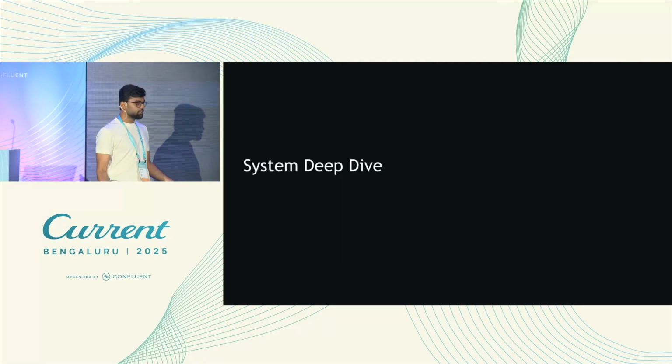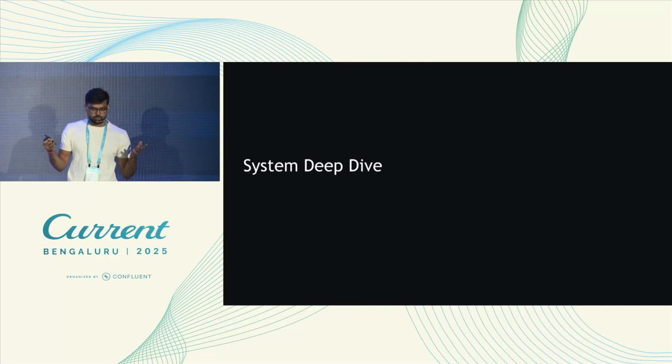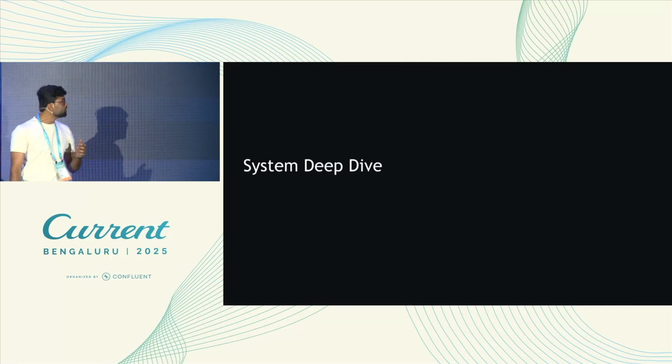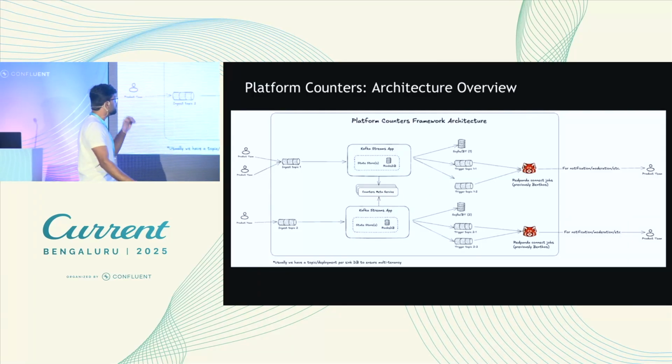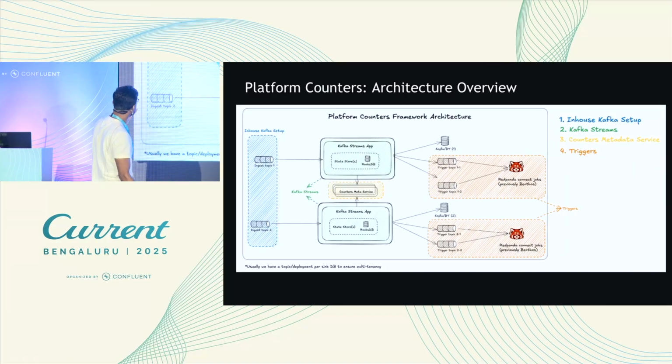Hey guys, so I think Shom explained the problem well, right? Again, there's hotspotting. We built the system using Kafka Streams. How does the system look? Okay, so this is basically the architecture of the platform counters framework that we built. As you can see, if we go into the components here, these are the different components.